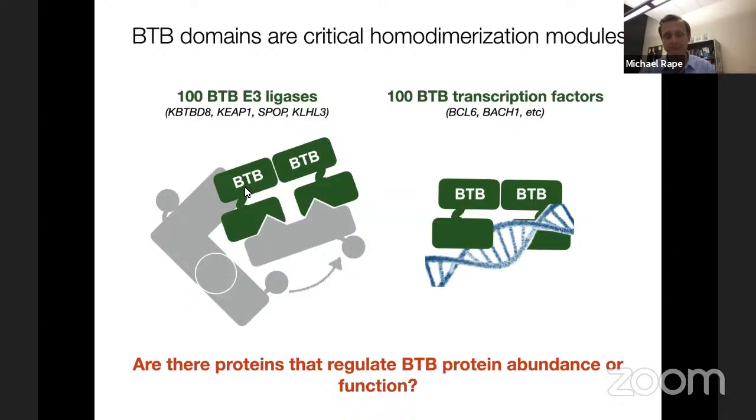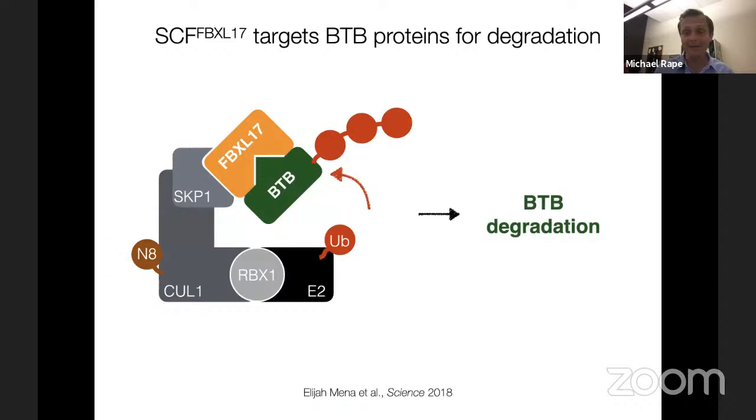Elisha actually very early on in his project tried to expand away from KBTBD8, and rather than asking only how KBTBD8 is regulated, can we find mechanisms that really control this whole family of proteins that have this BTB domain? And so he used an unbiased large-scale proteomic approach for this. And in that huge data set, he found something very, very golden. In fact, the regulator of these BTB domains, another E3 ligase called SCF-FBXL17.